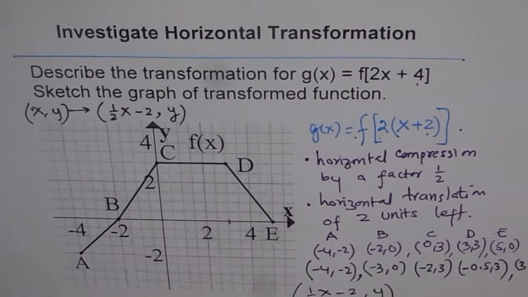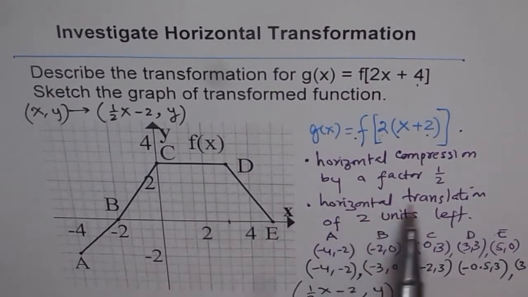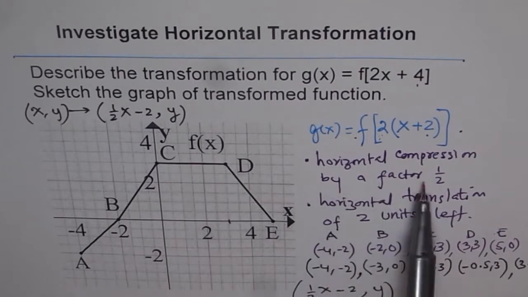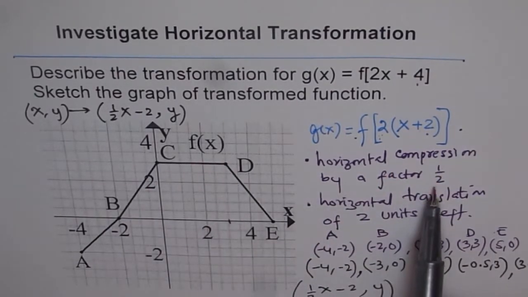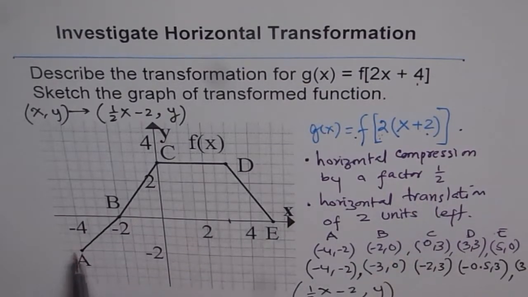The other way is we will follow the graphical method. In that case, what is happening here is that horizontally we are compressed by a factor of half. That means everything will come closer by half. Do you see that? So this point is at -4.